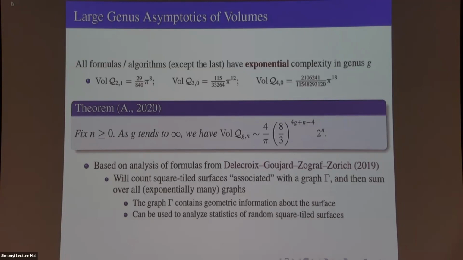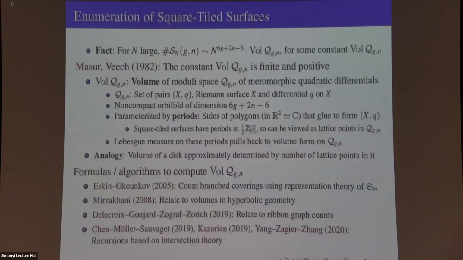The theorem is that as G tends to infinity, this volume of QGN converges to something totally explicit. So I have a factor of 4 over pi, I have 8/3 to the 4G plus n minus 4, and then times 2 to the low one. Okay, so that's a theorem that basically fills in this prefactor over here.